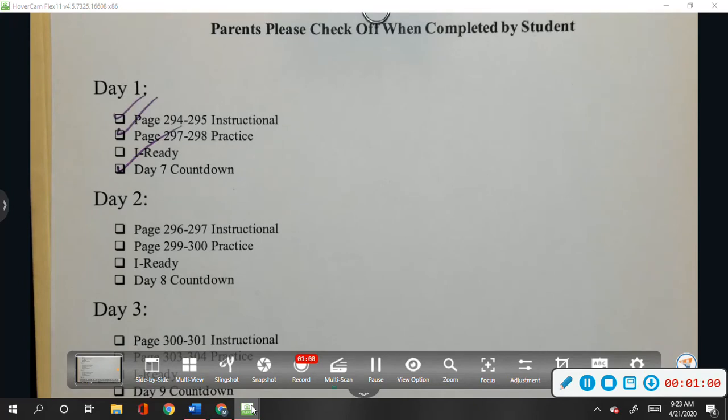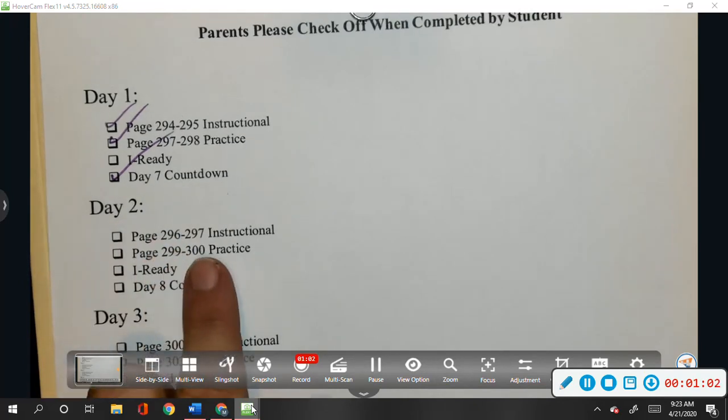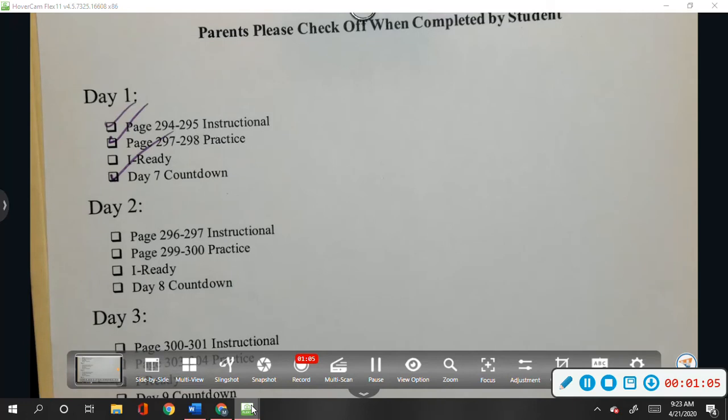Okay, so we are working on page 296 through 297 of the instructional book, pages 299 through 300 in the practice, and then we have our day 8 countdown. Let's get to it.